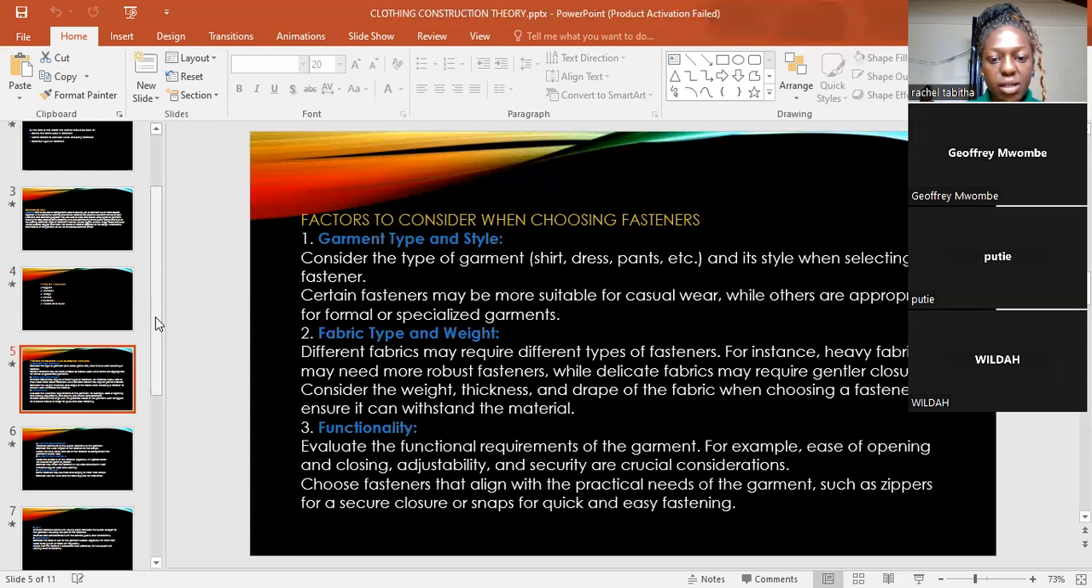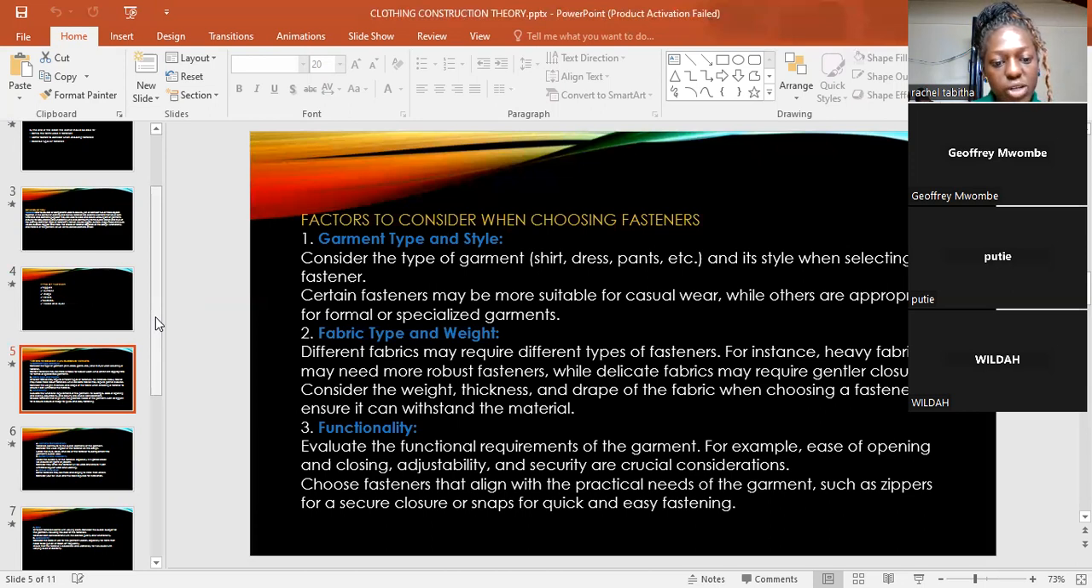Then fabric type and weight. Different fabrics may require different types of fasteners. For instance, heavy fabrics may need more robust fasteners. Like when we talk about the building and construction department, they have garments that really require fasteners that can attach to the garment well so that they cannot fall down. Like for buttons or the zips, they should be well attached to the garment to ensure they serve the purpose because they do heavy duties.